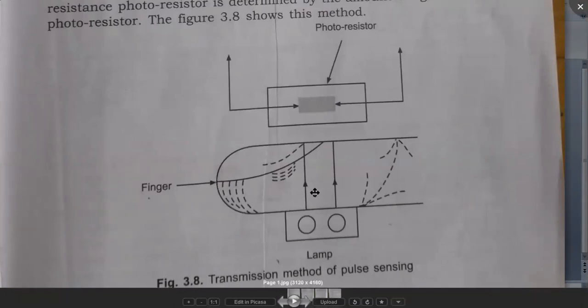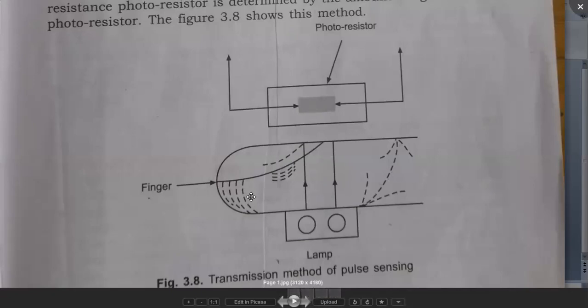Okay, so you will place your finger in between the lamp and the photoresistor. This is the finger. This dotted line shows the variations of the blood pressure, how the pressure will change like that. From the lamp, the light will flow through the finger and reach the photoresistor.